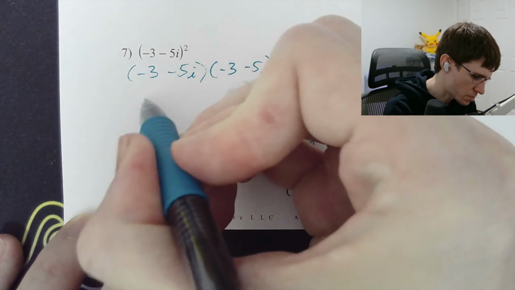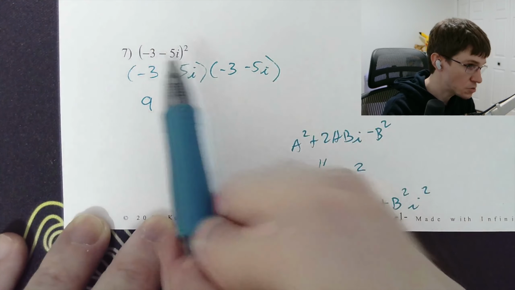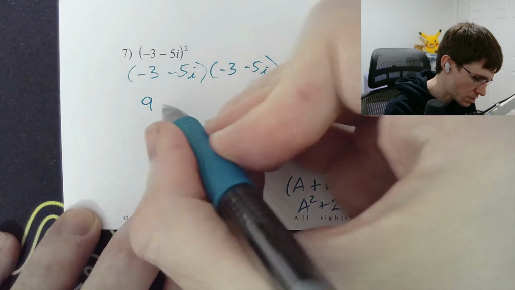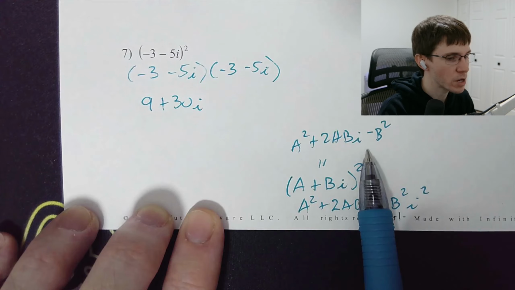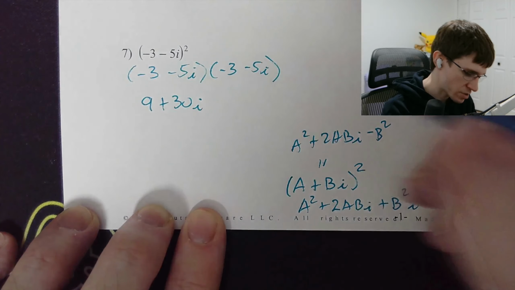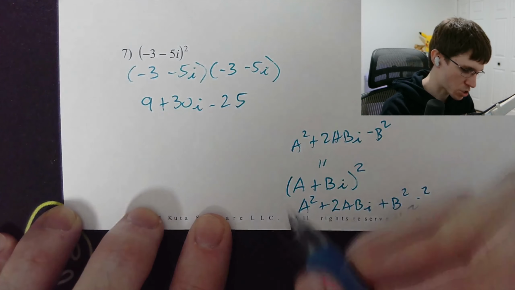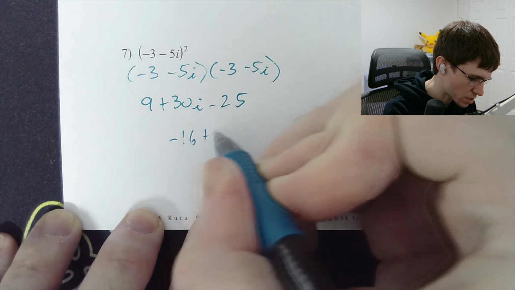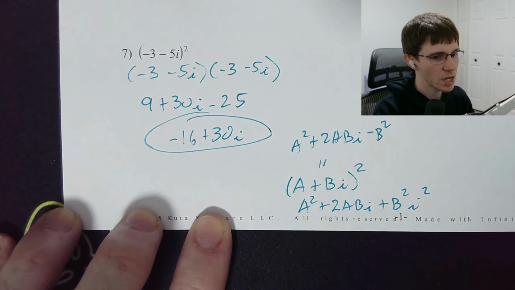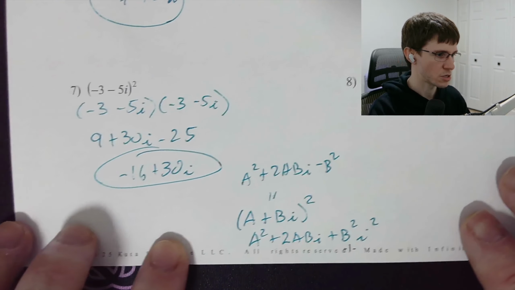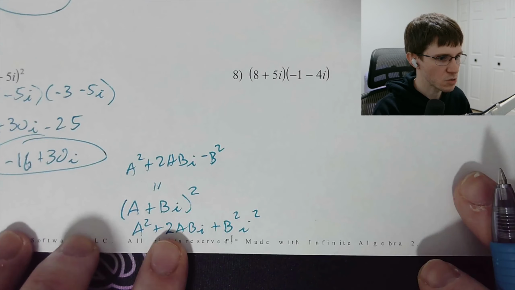So we can use this formula to make this problem nice and quick. Negative 3 squared is going to be plus 9. 2abi is going to be 2 times 3 times 5. That's 30, so plus 30i. And then minus b squared. So b squared is 25, so minus 25. And that's a much faster way of doing this question. So we get negative 16 plus 30i as our final answer. And again, you don't have to use this formula, but it's a cute little trick to know if you're in the mood. All right, so let's move on to this one where you can't do any tricks.